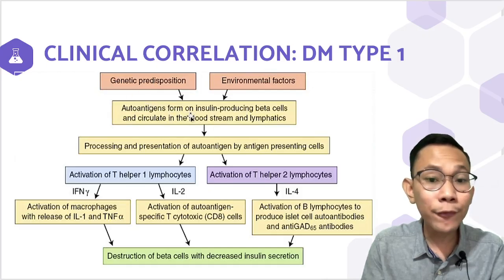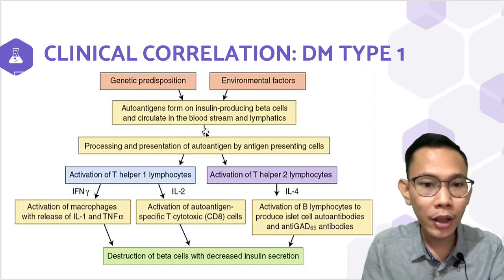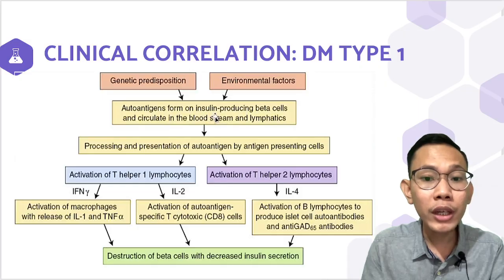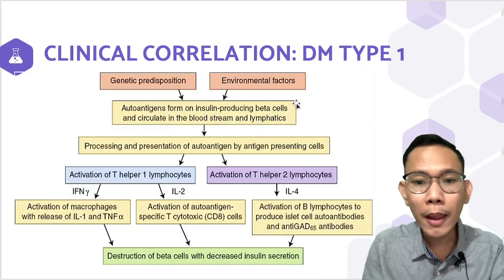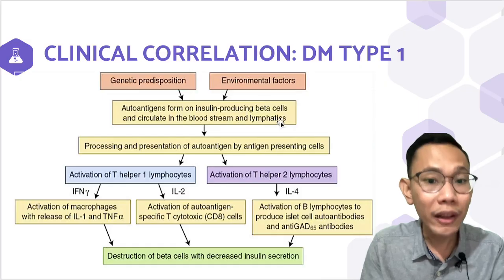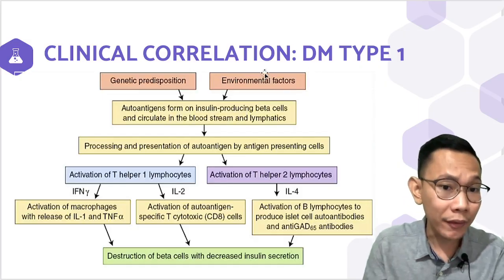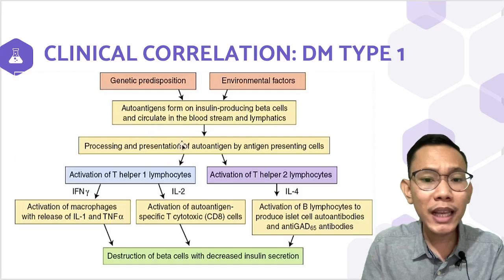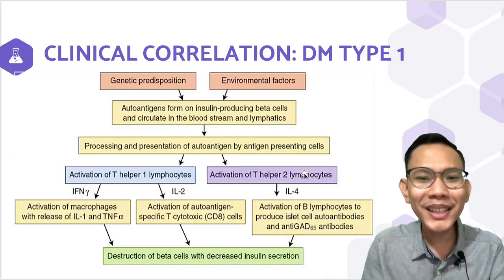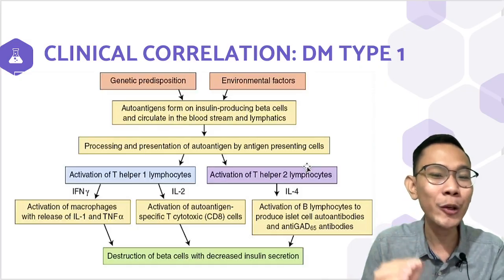Your autoantigens form on insulin-producing beta cells and circulate in the bloodstream and lymphatics. Again, autoantigens form on your insulin-producing beta cells. So therefore, merong namumuong autoantigens and this will circulate in your bloodstream and your lymphatics because this is brought about by genetic predisposition and environmental factors. And then, it will be processed and presentation of your autoantigen by your antigen-presenting cells. Remember, di ba? Yan yung function ng ating mga APC. We have so many APCs, especially your mga macrophages.